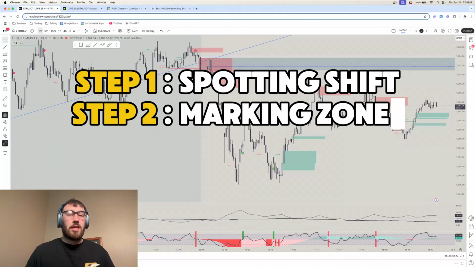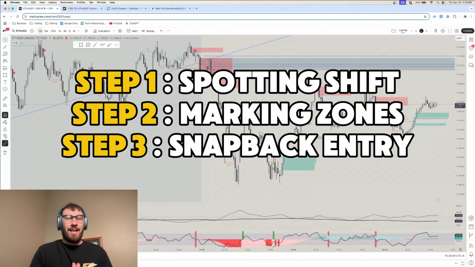And then step number 2 is going to be marking out your zones, seeing exactly what fair value gaps you want to be trading out of. And then number 3 is looking for that snapback entry with 1 tick in the midpoint of the fair value gap, and then your stop loss is going to be 1 tick above the fair value gap producing candle.